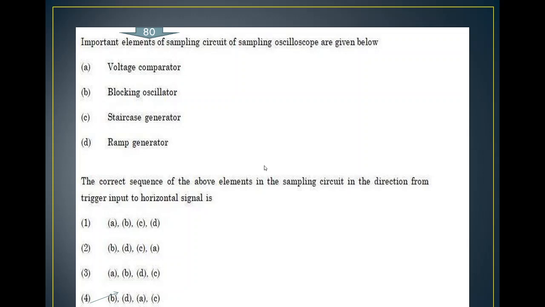A, voltage comparator; B, blocking oscillator; C, staircase generator; and D, ramp generator. The correct sequence of the above elements in the sampling circuit, in the direction from trigger input to the horizontal signal, is: option first, ABCD; option second, BDCA; option third, ABDC; option fourth, BDAC. The correct answer is option four, BDAC. That means blocking oscillator, ramp generator, voltage comparator, and then staircase generator.